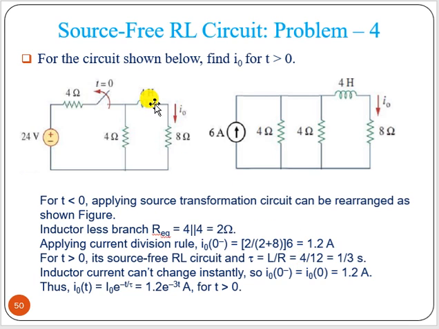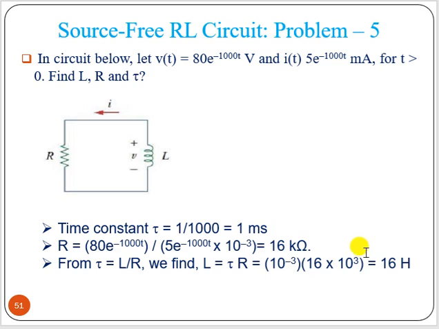Okay. And the inductor value is 4. So we got the value of tau. Then we can find out i(t), that is I0 e to the power minus t by tau. Now say v(t) and i(t) values are given, we have to find out R and L, and tau.